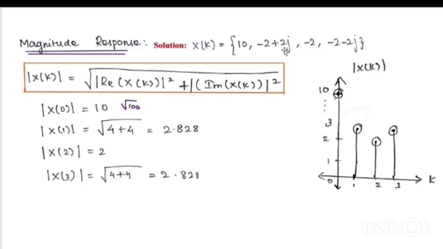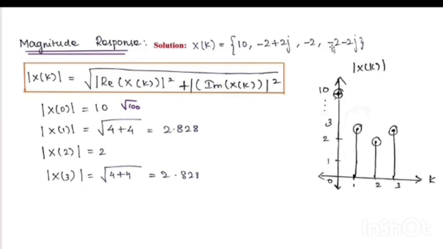Now in this term I am going to consider x of 1. I am going to take real value of x of k, that is nothing but 2. 2 the whole square is 4 plus imaginary value of x of k is also 2. So 2 the whole square is 4. So 4 plus 4 is 8. Root 8 is nothing but 2.828.